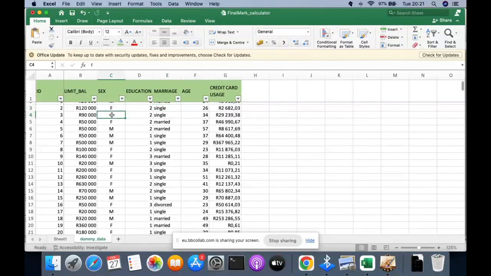The same with gender, okay? Male and female, there is no order to it. So that's an example of nominal.